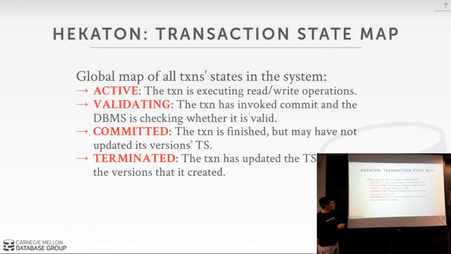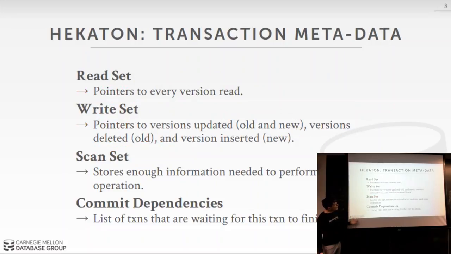Okay. So what are some other metadata? What is the metadata we need to have on a per transaction basis to figure out whether it's actually safe to commit or validate our transaction? This is going to be important later on when we start discussing Hyper, because Hyper is not going to have to maintain all this extra stuff that Hekaton does.